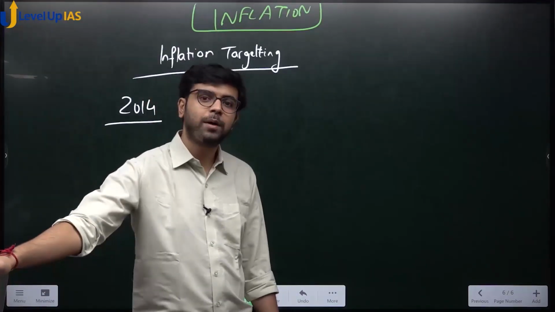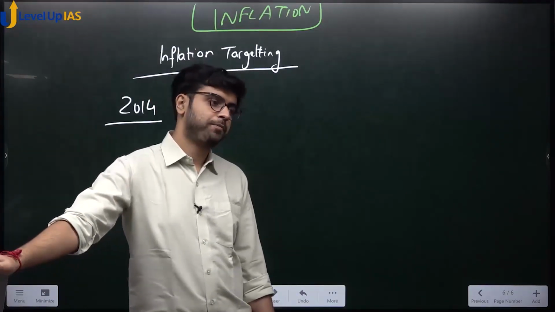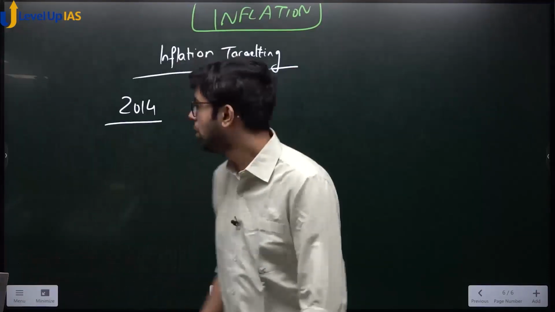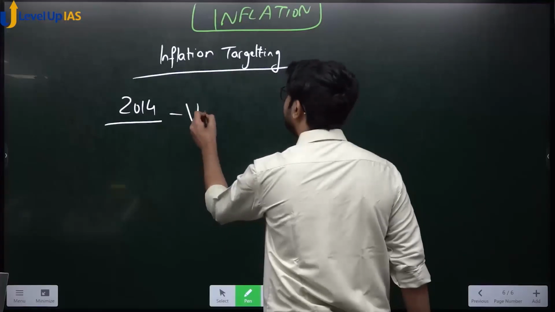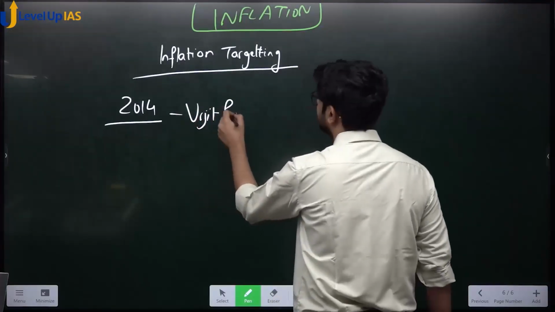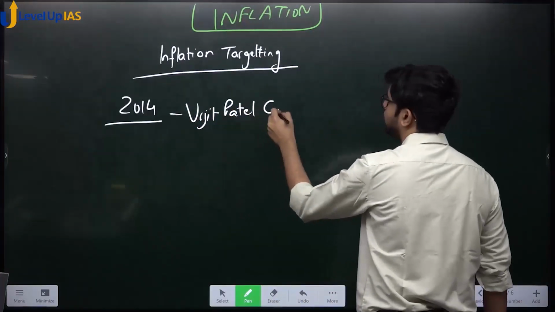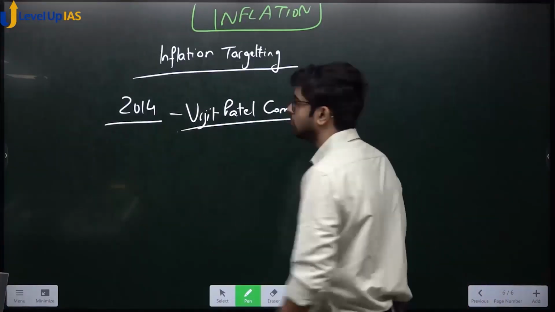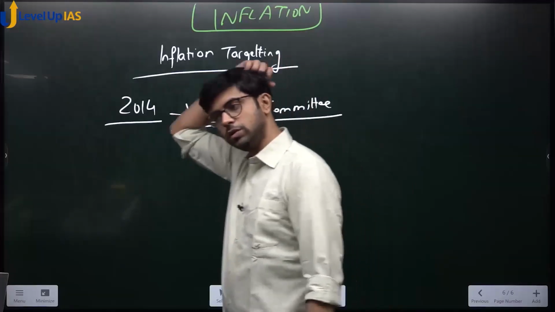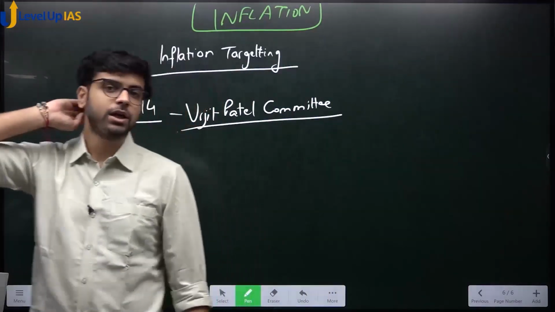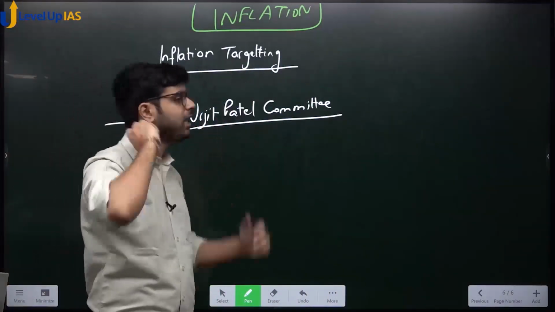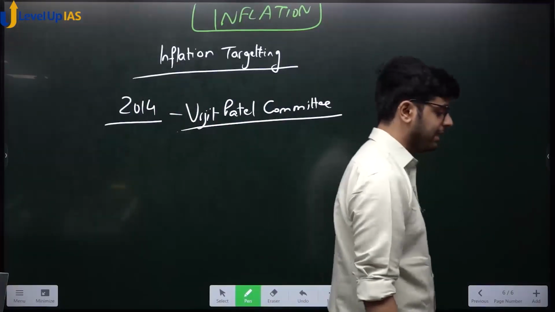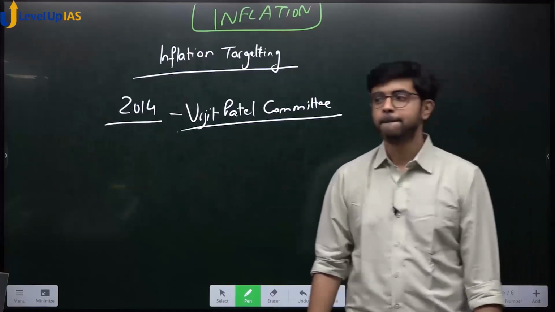So Dr. Raghuram Rajan constituted a committee under Dr. Urjit Patel, which is called as Urjit Patel Committee. I'll give you time to write. Just listen to this story. It is very important. Urjit Patel Committee. ठीक है? Urjit Patel Committee to look into whether we can target inflation, whether RBI as a monetary policy authority can target inflation. Now let me introduce to one dilemma.